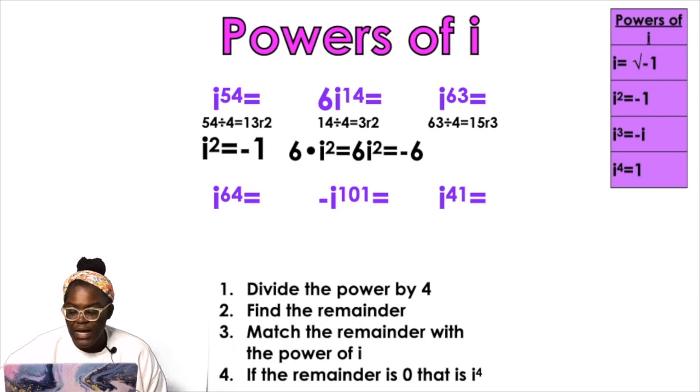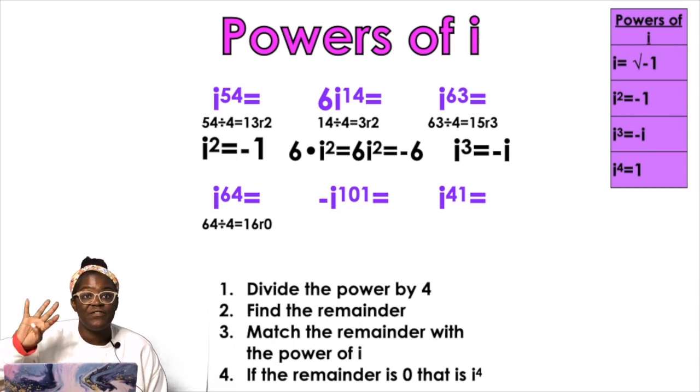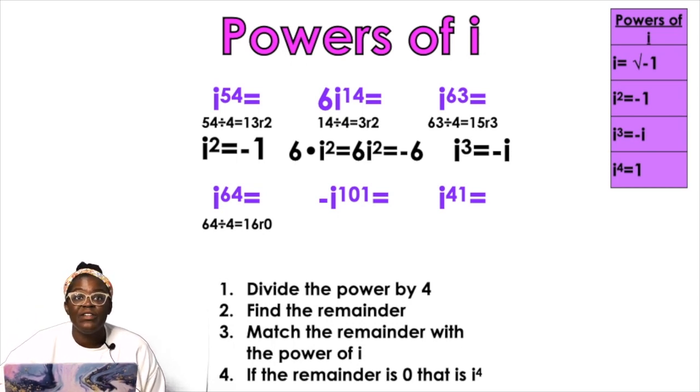So that's going to be what? i cubed. So that's going to be negative i. And then I'm going to do 64. 64 divided by 4 is 16, remainder 0. Anytime you have a remainder 0, that's the fourth number on the thing. Remainder 0 is i to the 4th. If the remainder is 0, that is i to the 4th. And we know that i to the 4th is what? 1.